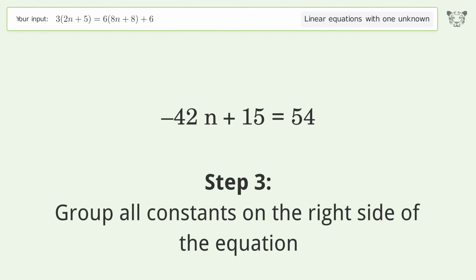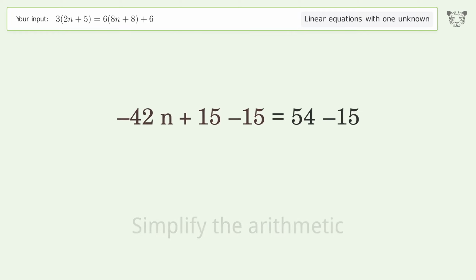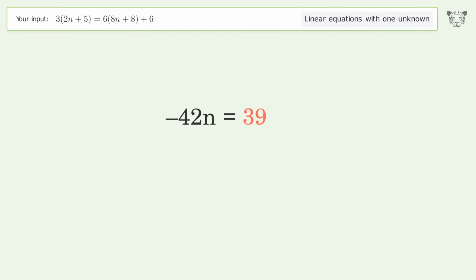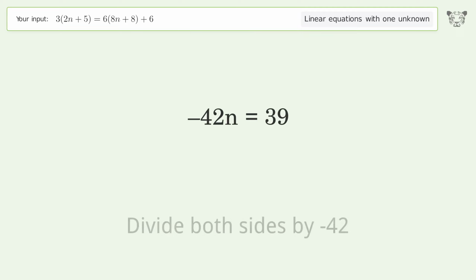Group all constants on the right side of the equation. Subtract 15 from both sides. Simplify the arithmetic. Isolate the n. Divide both sides by -42.